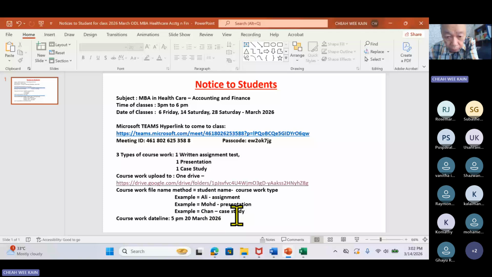Maximum 4 persons per group. You can send in 1 person also, 2 persons as a group also can, 3 persons as a group also can, 4 persons as a group also can, but not 5 persons as a group.